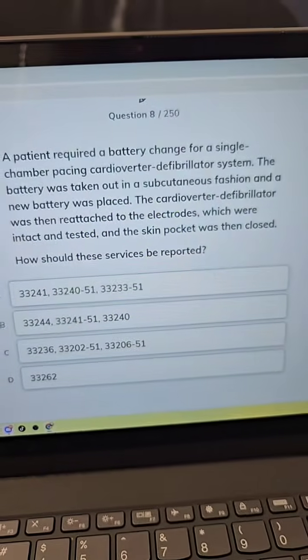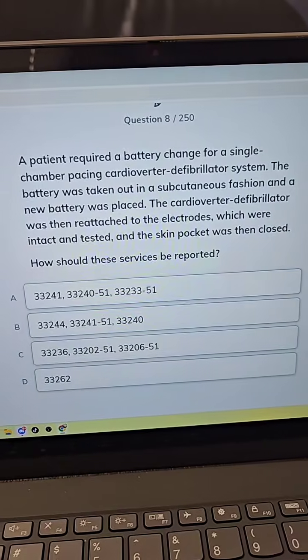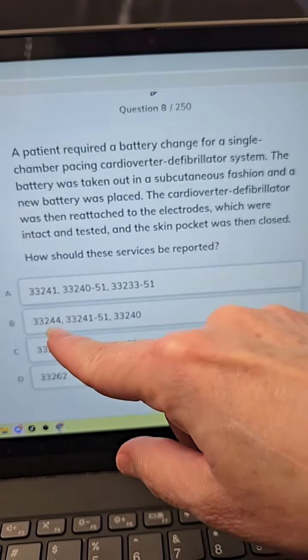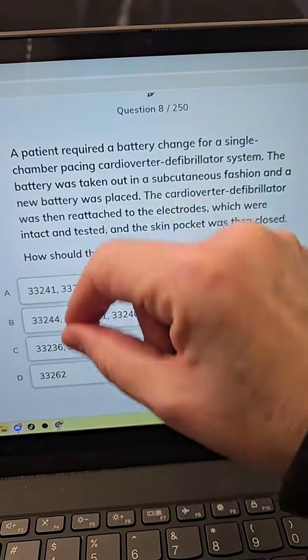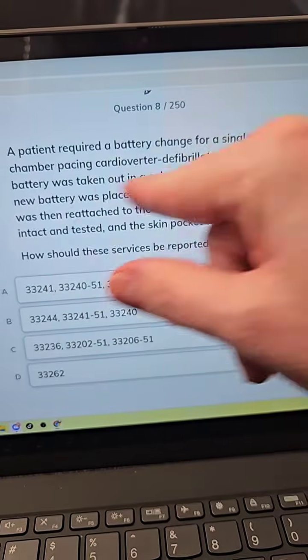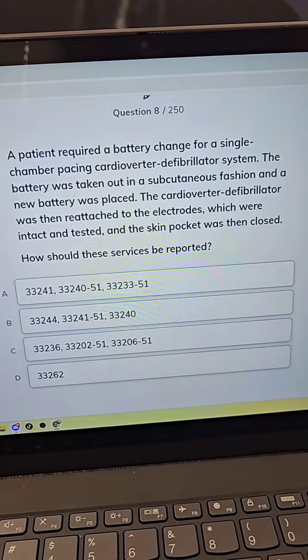But if I wasn't going off the modifier process of elimination, then I'd go see what 41 is and 44 is. What are those two little differences between those codes, and only search those differences here.